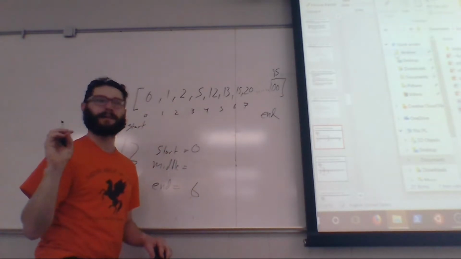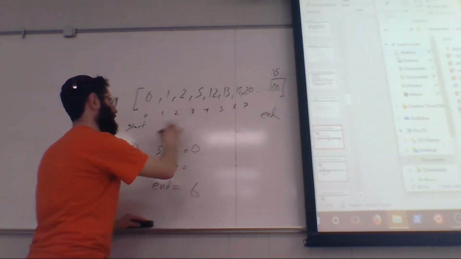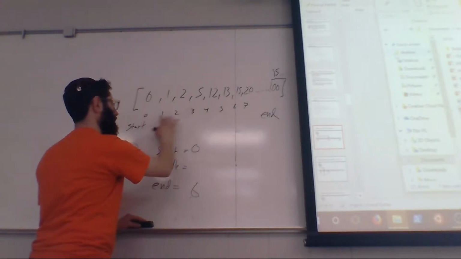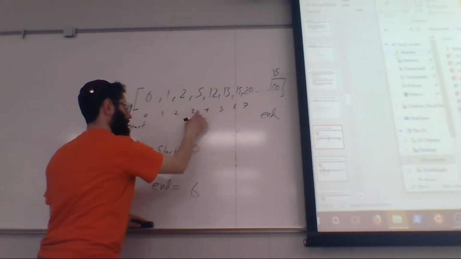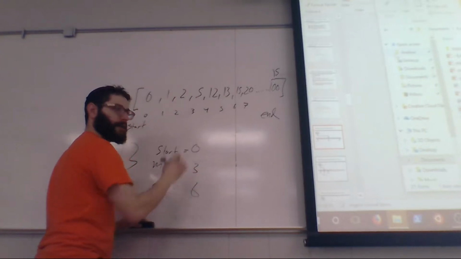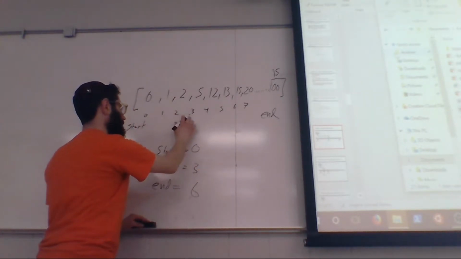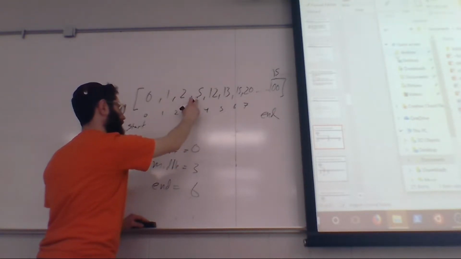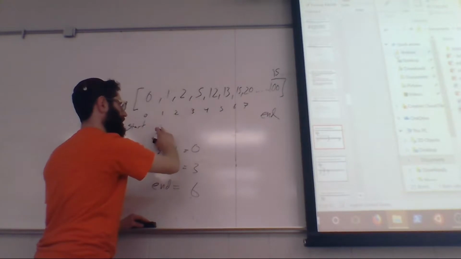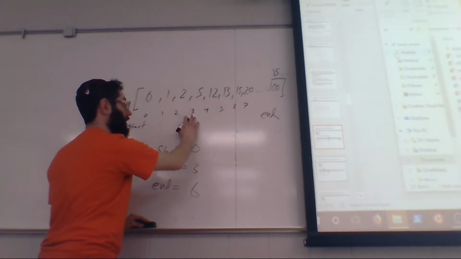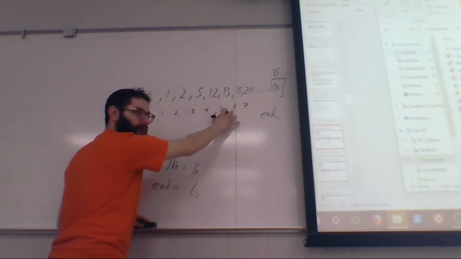Does that make sense to everybody? So 0 through 6, what's the middle of that? That's pretty easy to figure out. There's 3 here and 3 here, so the middle should be 3. 0 plus 6 divided by 2 is 3. Is the item at index 3, which is 5, smaller or bigger? It's smaller than 13. So 13 is going to be in indices 4, 5, or 6.